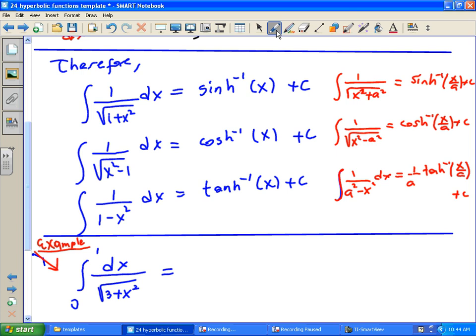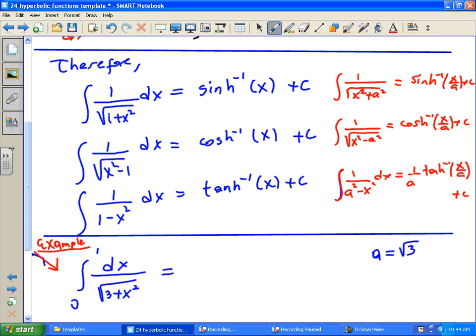So this one follows the pattern. Remember, your a is your constant. Your x is your variable. In this case, what is our a for this question? A is the square root of 3, right? Because a squared is 3.